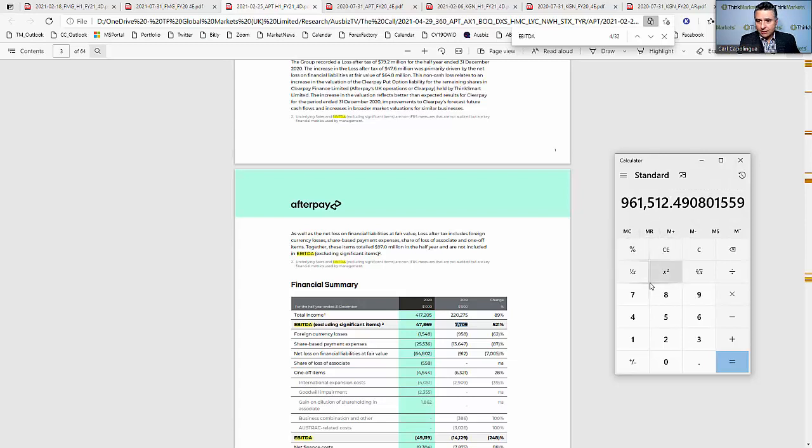We'll add that and then display the result. And that gives us 961,512,000 for the full year revenue. That goes straight into our enterprise value to revenue number. Let's do our return on equity now.